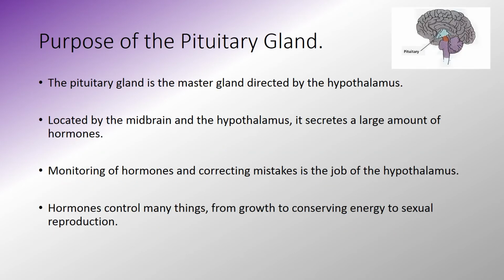Now, the purpose of the pituitary gland. I put a picture there. You can kind of see where it's located in the brain. The pituitary gland is the master gland directed by the hypothalamus. That's another part of the brain we've already discussed. Now, it's located by the midbrain and the hypothalamus, and secretes a large amount of hormones. Monitoring of these hormones and correcting mistakes, if a hormone makes a mistake, is the job of the hypothalamus. And hormones can control many things, from growth to conserving energy to sexual reproduction.